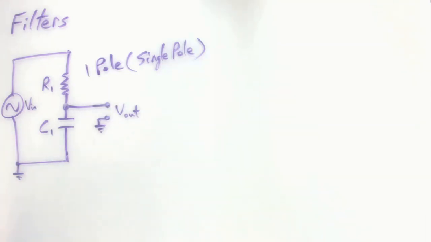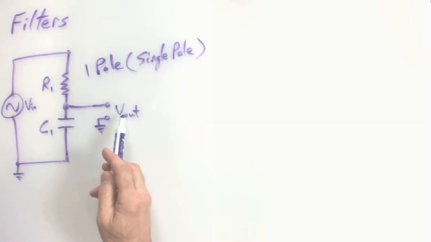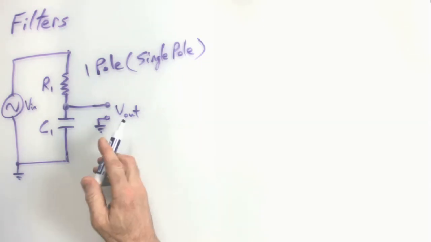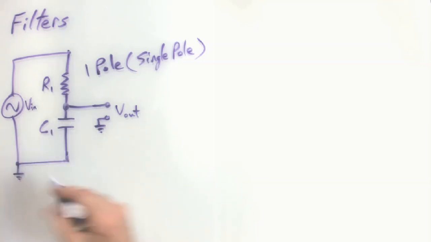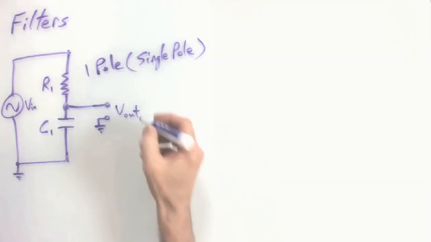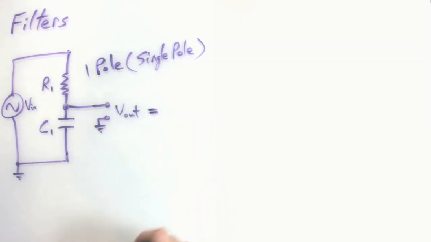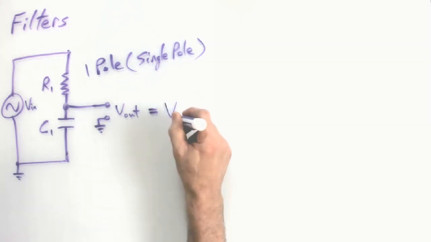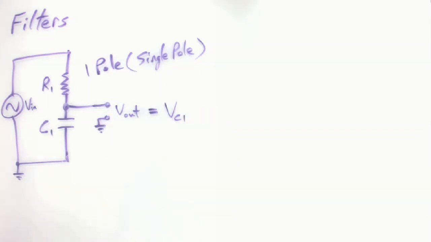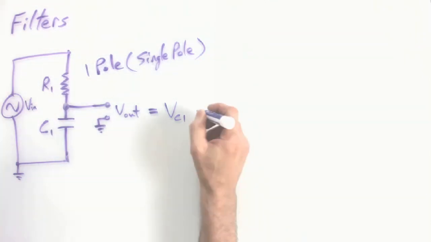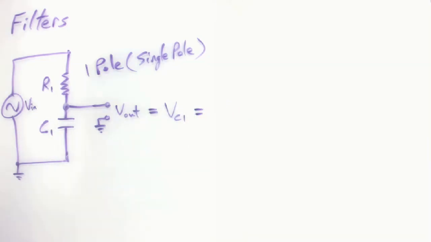So let's examine our simple single pole filter, which is a voltage divider that's using a resistor and a capacitor. Our input voltage is here. Our output voltage is here. So I think you can notice the output voltage is the voltage across C1 for this filter. So V out is also the voltage across the capacitor. So let's look at that. What is the voltage going to be across the capacitor?